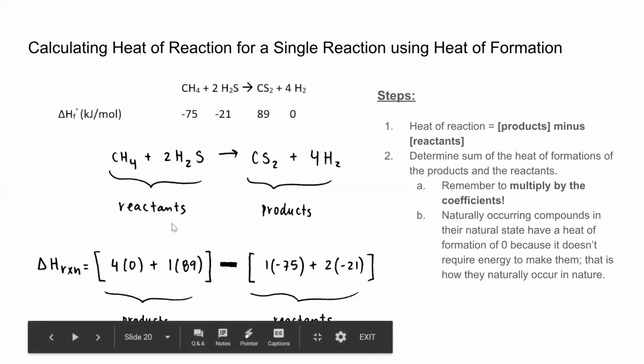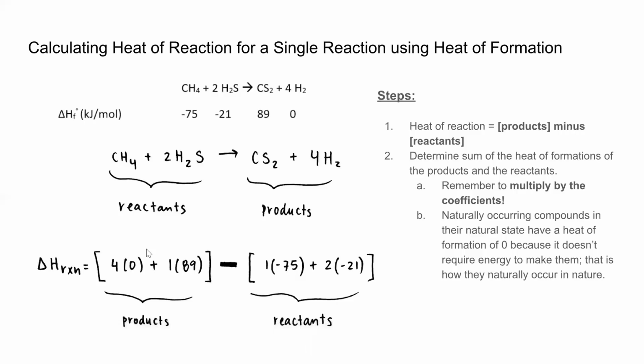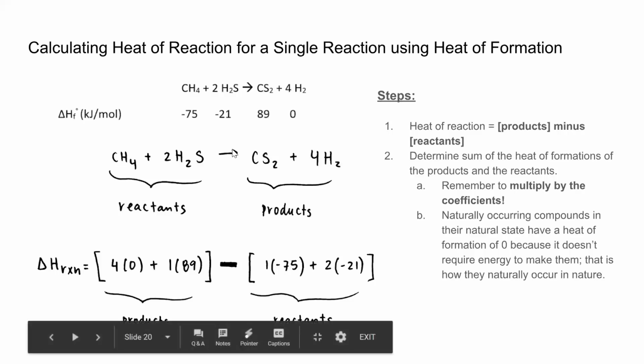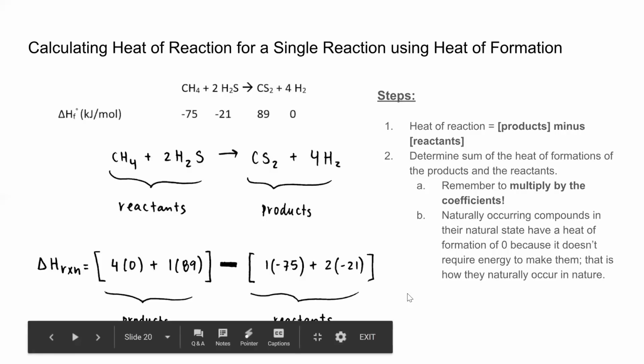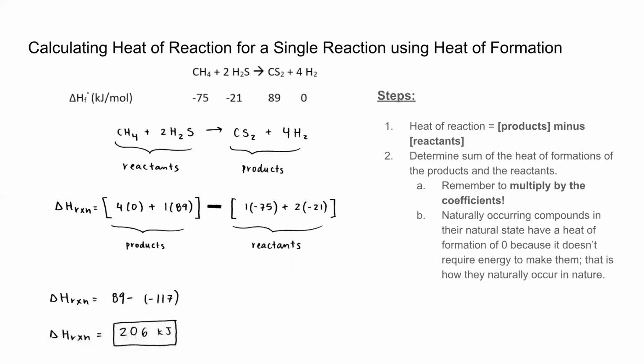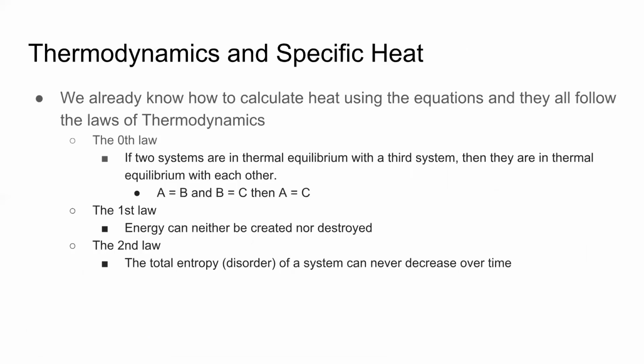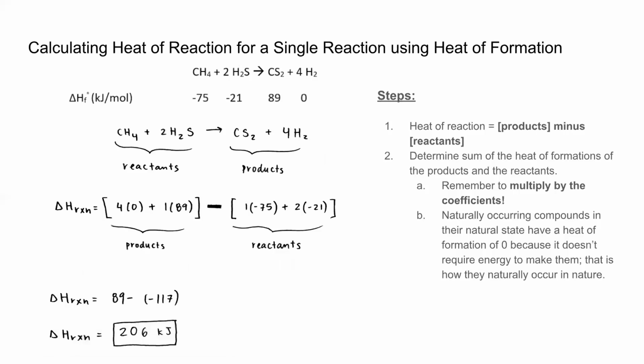There's going to be 4 moles of H2 gas times 0, because that was the heat of formation, plus 1 mole of CS2 times 89 kilojoules per mole, which is the energy it took to produce 1 mole of that product. And then you're going to subtract the reactant side: 1 mole of CH4 times negative 75 kilojoules per mole plus 2 moles of H2S times negative 21, which is the amount of energy it took to create 1 mole of that. But since we have 2, we need to multiply it by 2. Then when you do the math, you should get 89 minus negative 117, and your answer should be positive 206 kilojoules.